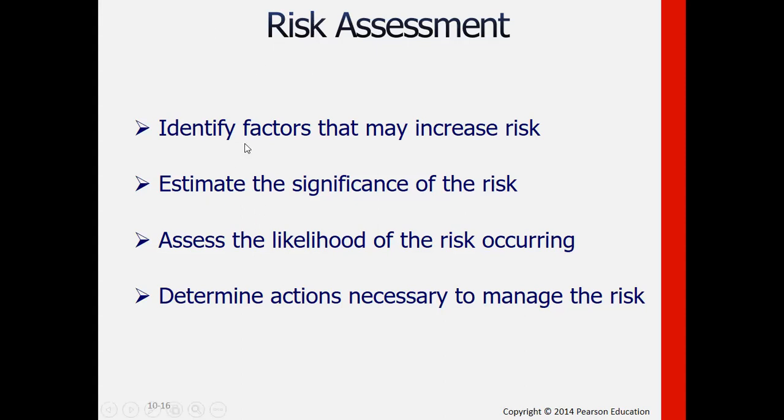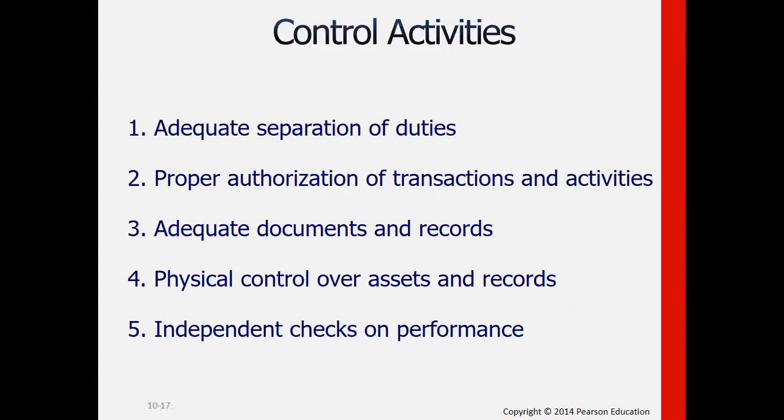Second is risk assessment. So we identify the factors that will or may increase risk, because in business, again, we cannot avoid such risks. We can only minimize or manage. And then estimate the significance of the risk. We assess the likelihood of the risk occurring, how likely, what percentage of probability that it can occur or happen. And then we determine the actions necessary to manage the risk. And then another C is control activities. So what do we do in order to control the certain activities in the organization?